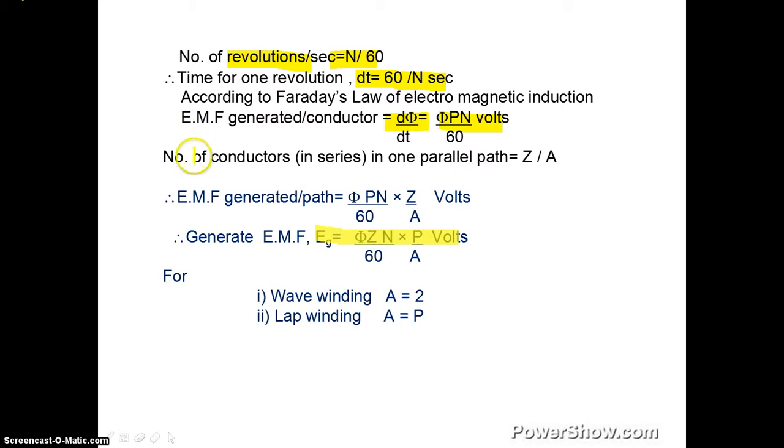The conductors are connected in series to get a larger output, so the number of conductors in one parallel path is Z by A. The total EMF generated is therefore phi Z N by 60 times P by A. For wave winding we substitute A equal to 2. For lap winding A is equal to P. Thank you.